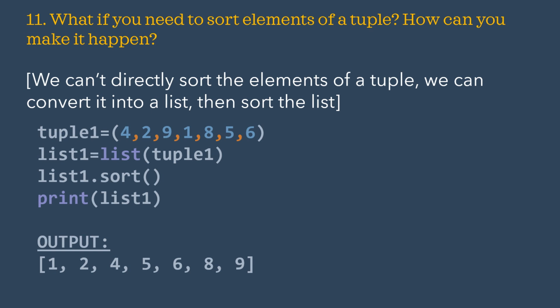Then we can convert the tuple into a list by using the list function. So list1 is a variable which will store the tuple converted into a list by using the list function. Now list1 is a list having the same values that are present in tuple1. Now you can directly use the sort method on this list by writing list1 dot sort. Now if you print list1, then you can see the values will be in ascending order. Now again, if you want to convert this list into a tuple, then you can do it by using the tuple function.